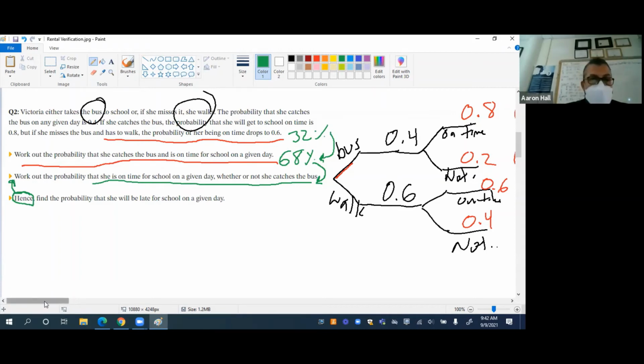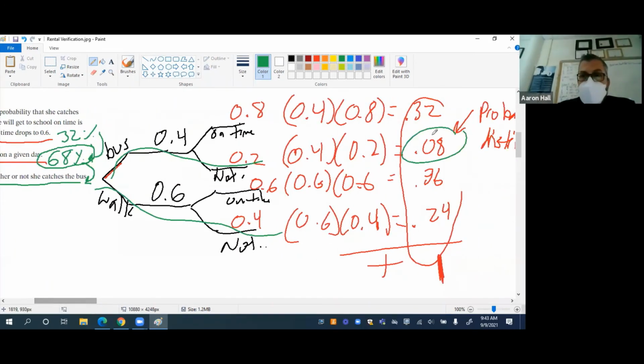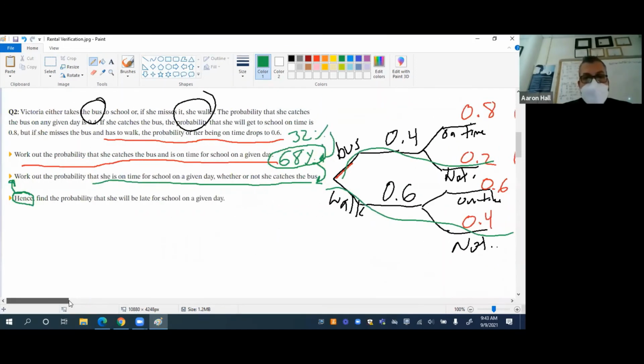What's the probability that she is late on a given day? Hence means it wants us to use the previous answer. We could certainly go back over here and figure out when we're going to be late and add those together. But it's using the word hence, which means use the previous answer to figure it out. What would my answer be then? If the probability I'm on time is 68, what's the probability I'm going to be late?